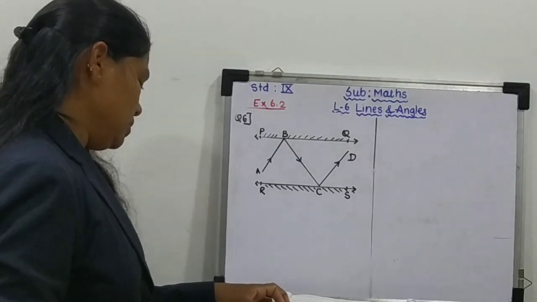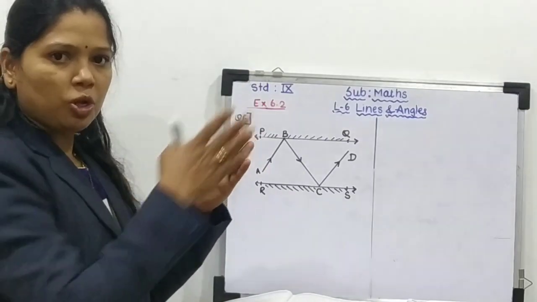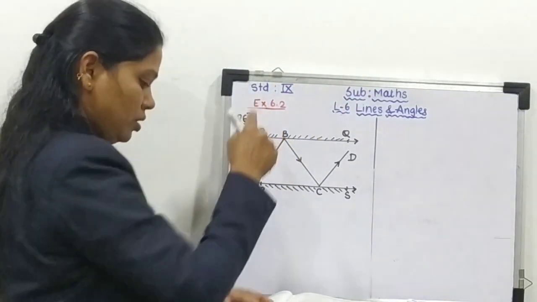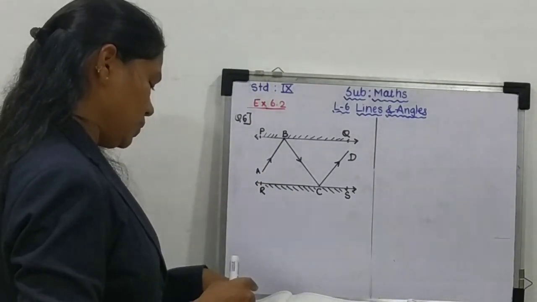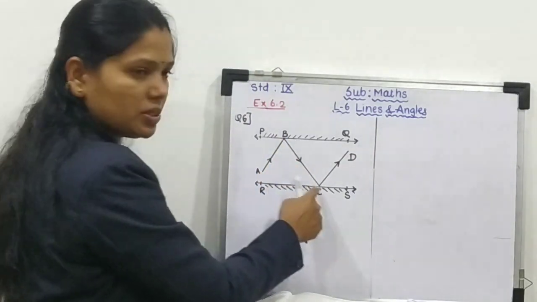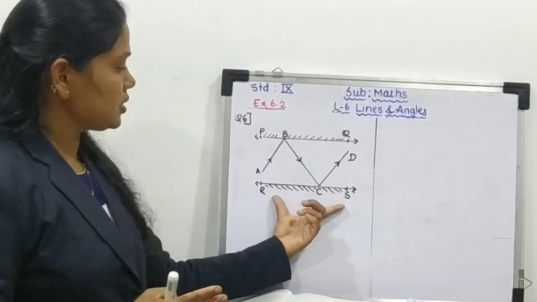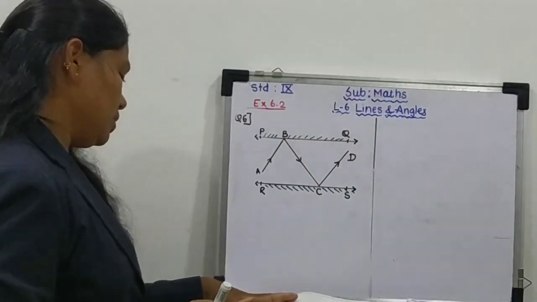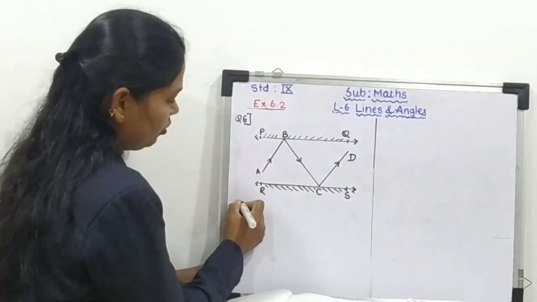Next, an incident ray AB strikes the mirror. This is the incident ray, meaning a ray which falls on the mirror. It falls on the mirror PQ at B, then the reflected ray moves along the path BC. And again when it strikes the RS mirror, it reflects back and forms CD. Prove that. We are going to prove it here.